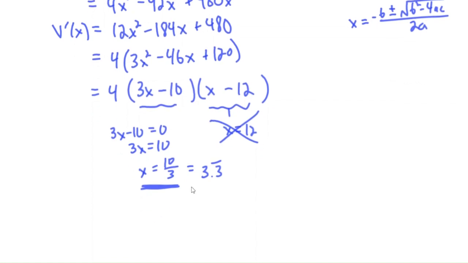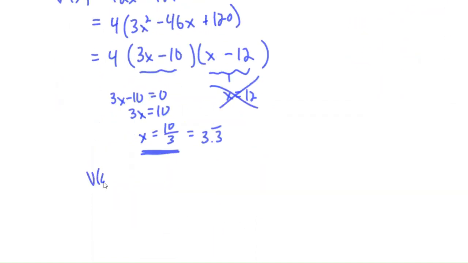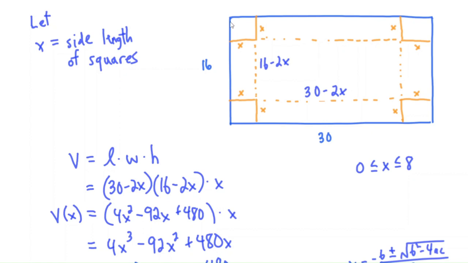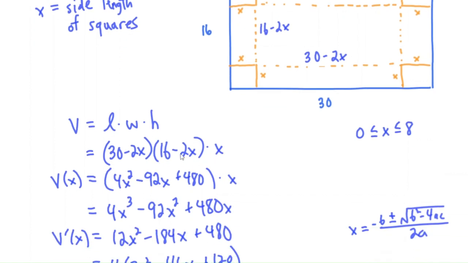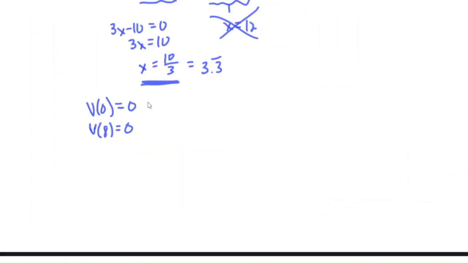And in fact, that has to be the maximum, because V of 0 is going to be 0, and V of 8 will also be 0, right? Just from looking at the picture here. If the x is 0, the volume is going to be 0, and if x is 8, the volume is going to be 0. Or you could look at this formula. If you plug in 0 for x or 8 for x, you're going to get 0. So the squares we have to cut out have a side length of 10 thirds inches.